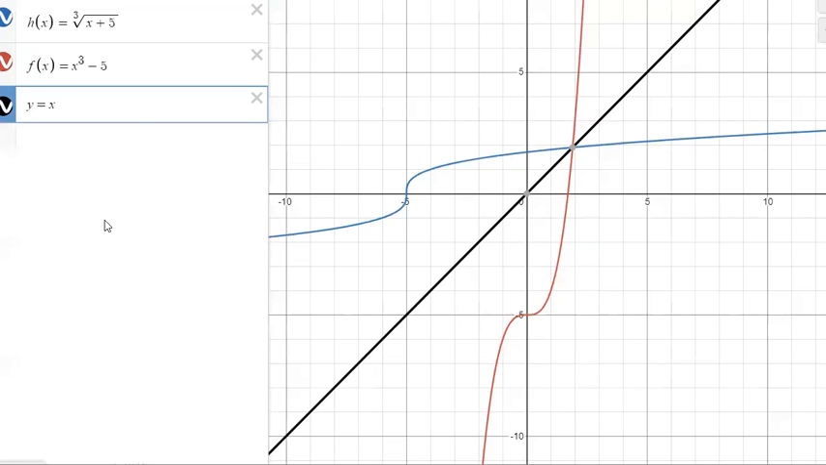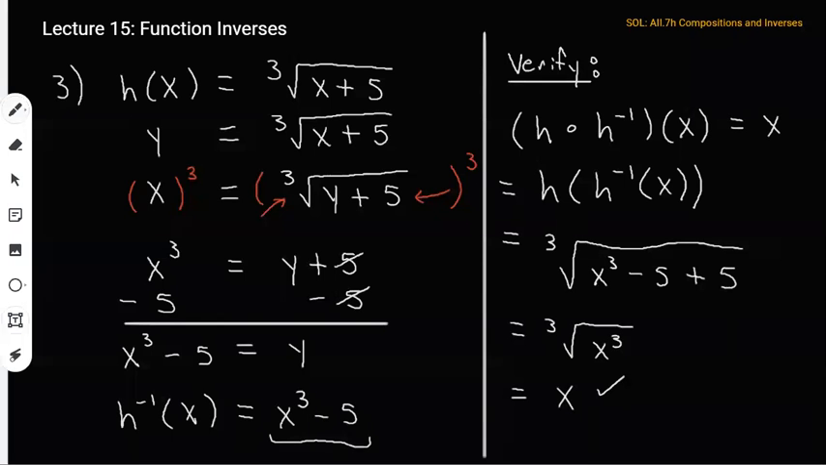So a function and its inverse always have symmetry when you graph them. And the symmetry is around the line y equals x. So that's an interesting thing to think about. Okay, so that's number 3. Let's go ahead and try number 5 together.